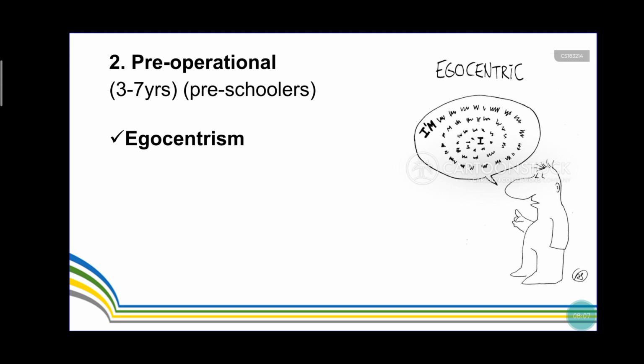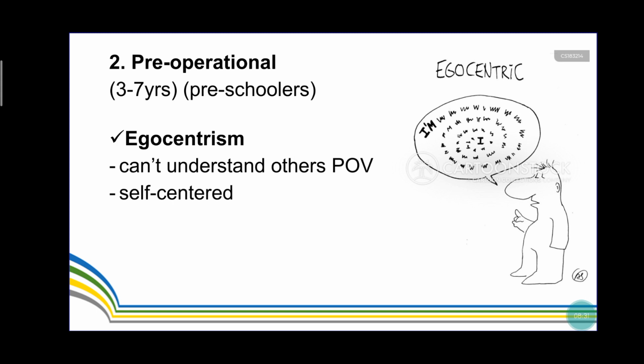And we have 5 sub-stages in pre-operational. First, we have the egocentrism. Egocentrism is the inability to understand that another person's view or opinion may be different from their own. So preschoolers here can't understand others' point of view and are self-centered. Very famous is the "I" mannerism.